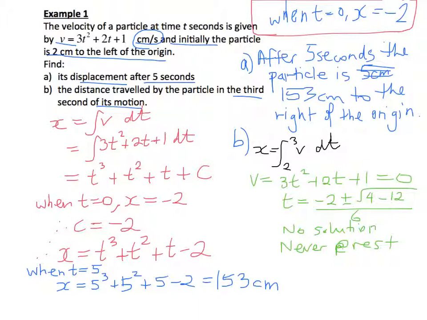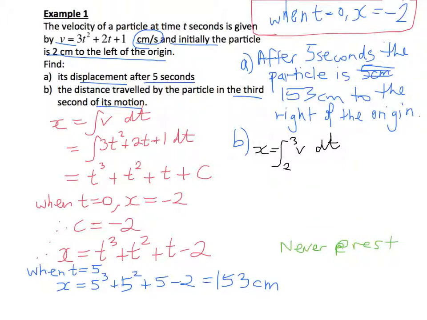Okay, so let's go back and find that integral, which will be the distance travelled by the particle. Let's see if I can just erase this stuff in green to make a bit more room. Okay, so the integral between 2 and 3 of the velocity with respect to time.